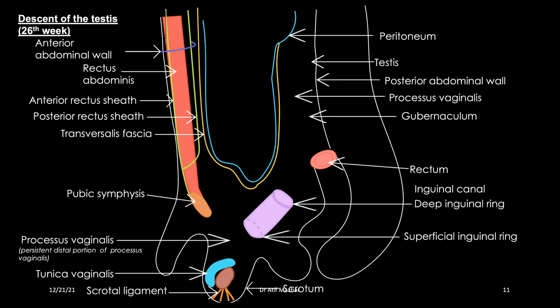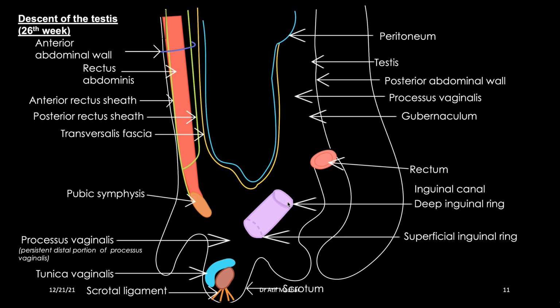I hope we understand. The gubernaculum turns into the scrotal ligament, and the processus vaginalis becomes the tunica vaginalis, and the testis has reached its final destination. So there was a pathway. And if there was a pathway, normally it is closed.